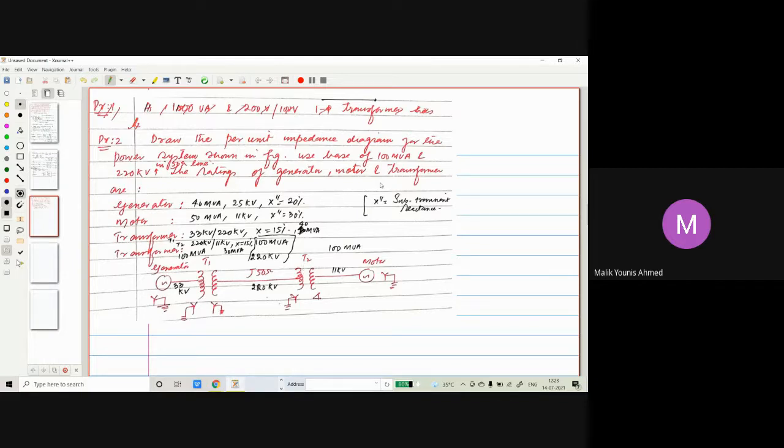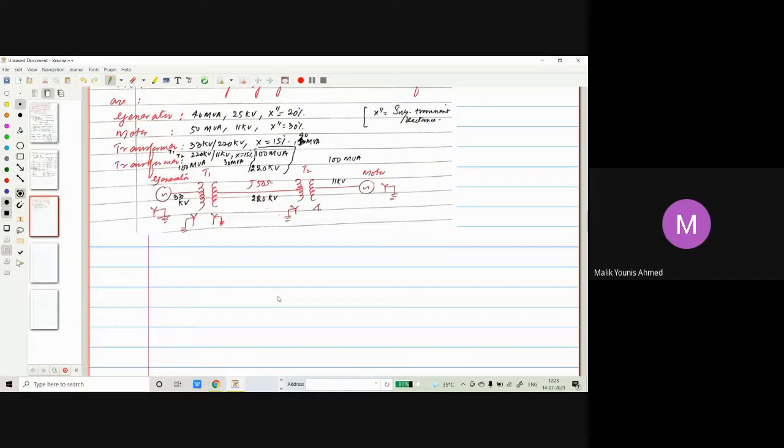The ratings of the generator, motor, and transformer are given. So let us copy this diagram, and the data is given to us.